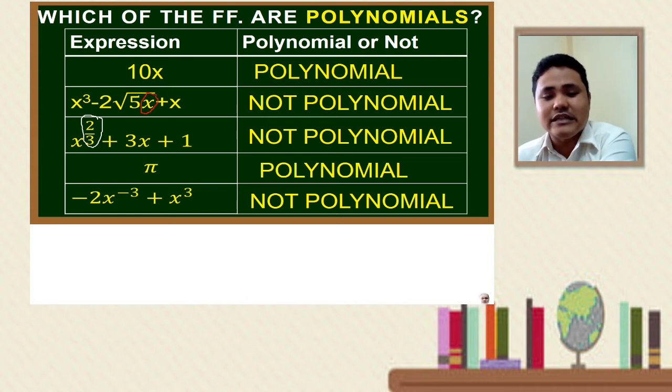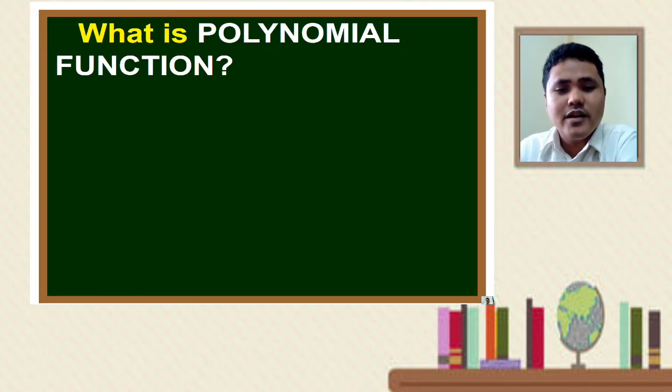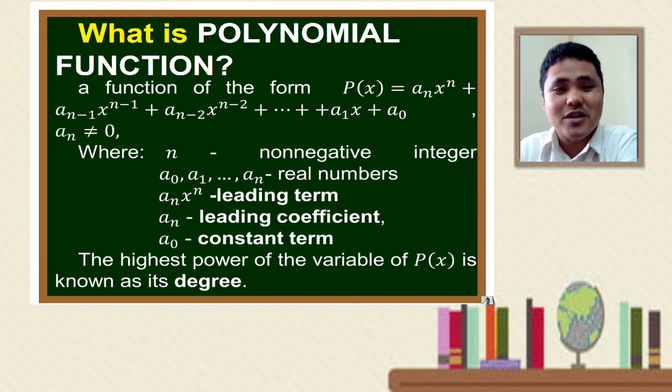Yes, you're right. That is not a polynomial because of what? Because of the negative 3 exponent. So, bawal mag-negative exponent. So, you know already what is polynomial. Okay, let's proceed to polynomial function.